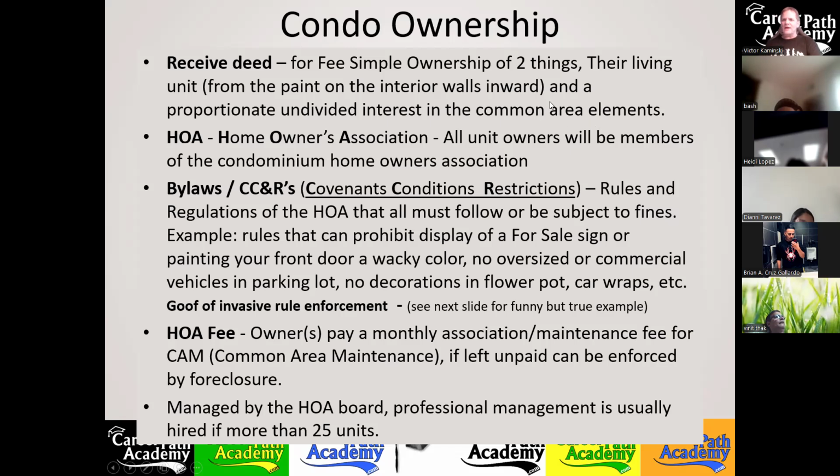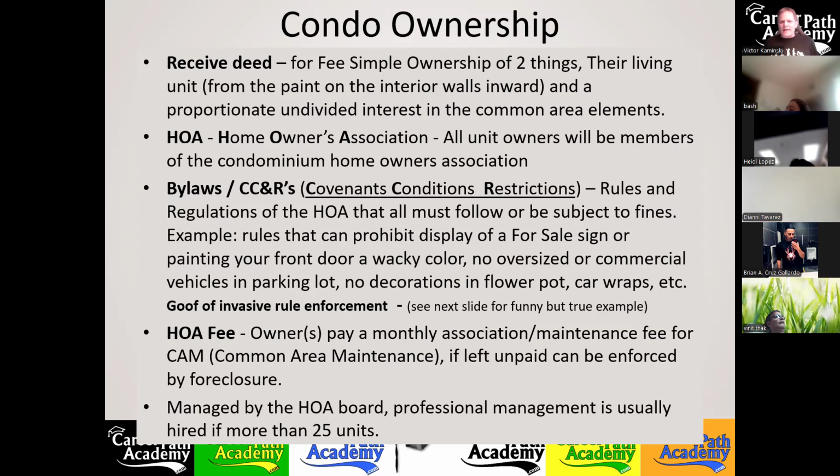So what do you own? Everything from the paint on the four walls inward, and a proportionate interest in the common area elements. In other words, you can't start breaking the walls and doing improvements behind the walls and tapping into the plumbing and doing things of that nature, because that plumbing is common and it's attached to other living units. You can't be messing with that. You would need to get permission from the HOA, the homeowners association, before you start doing anything like that.